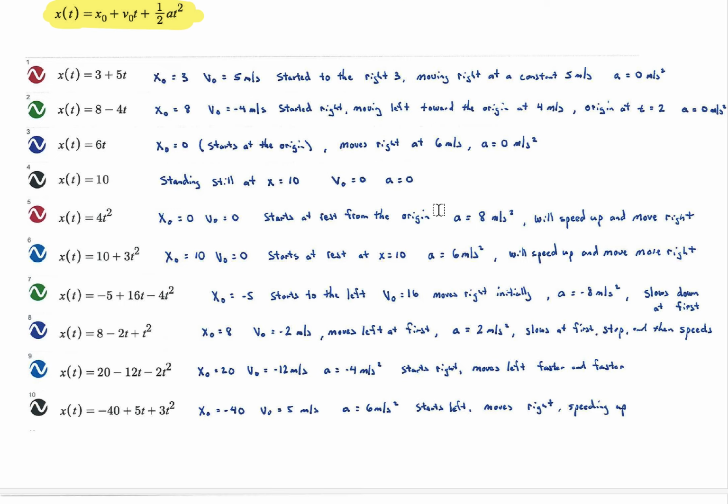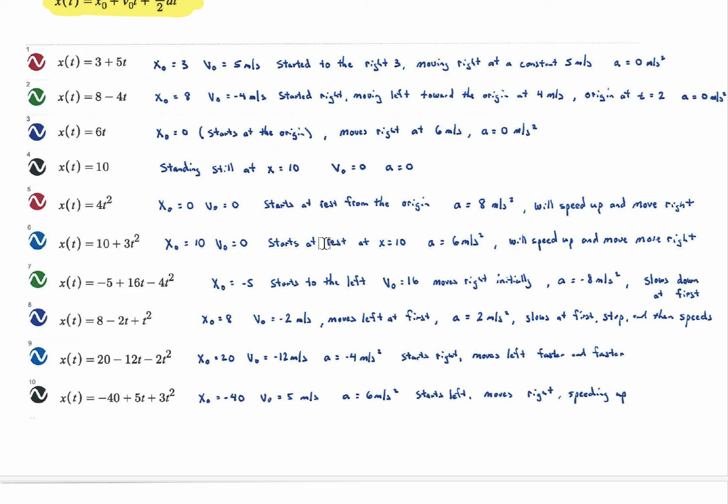Specifically, after 1 second, it is moving 8 meters per second. After 2 seconds, it will now be moving to the right at 16 meters per second. That's what it means to have an acceleration of 8 meters per second squared. It means it will increase its velocity by 8 meters per second for every second. Okay, look at number 6, 10 plus 3t squared.